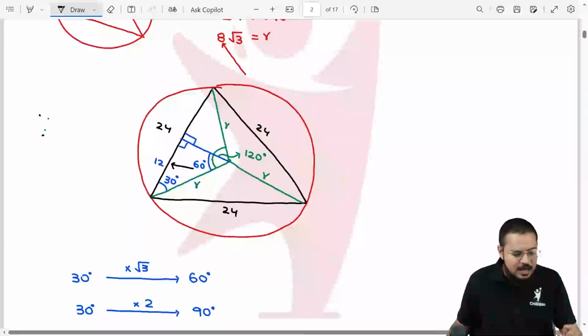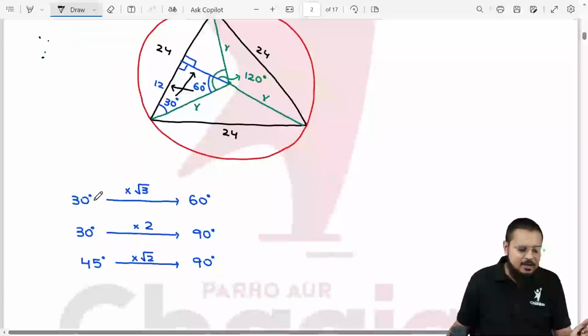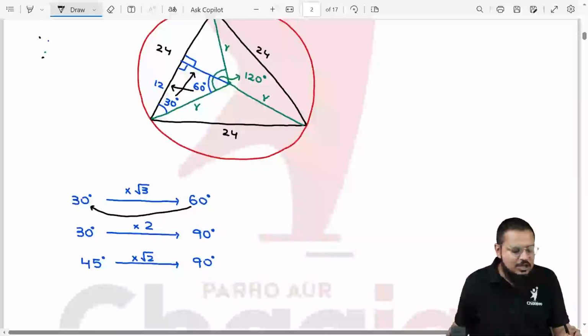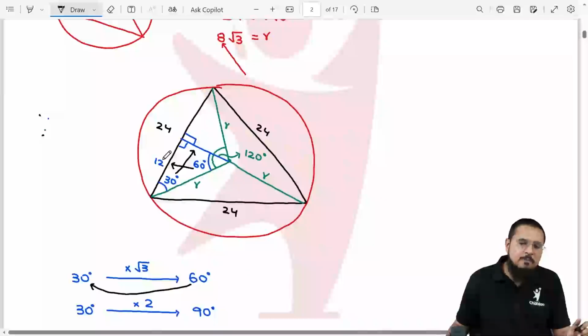So obviously, the side opposite to 30 degrees would be 12 divided by root 3, because I'm actually traveling backwards. I'm not traveling from 30 to 60. Instead, I'm traveling from 60 degrees to 30 degrees, because I know what is opposite to 60 degrees. I need to calculate what should be opposite to 30 degrees. So that means I'm traveling backwards.